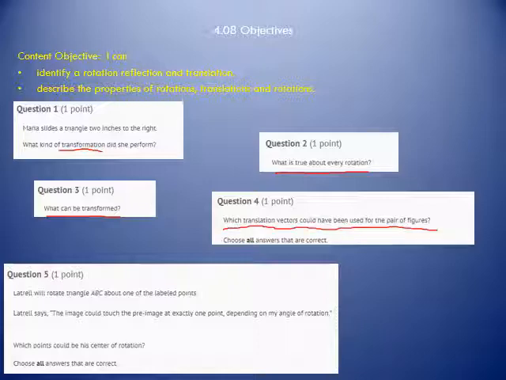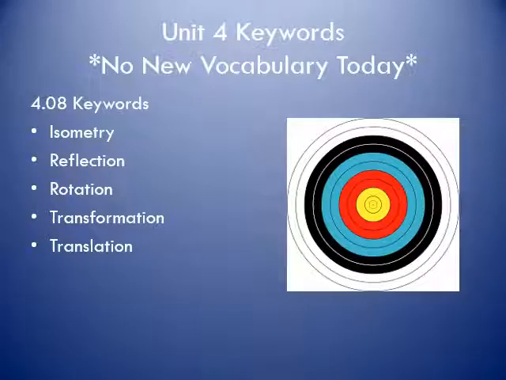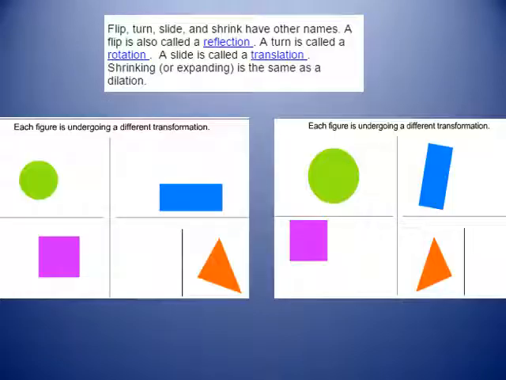We'll look at what a vector is today. And then question five, you'll be looking at rotation points, the center of rotation and what is possible with those centers of rotation. Let's continue on. There is no new vocabulary with 408. It's a continuation of 407. So it's pretty much the same words, just repeating them again and going a little bit more specifically into them.